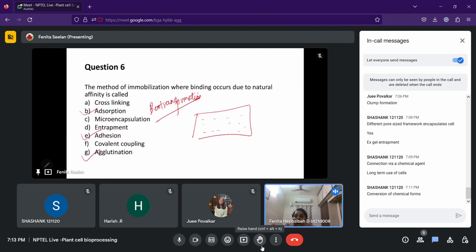But among all these advantages, what do you think are the disadvantages of systems where plant cells are immobilized? What are the disadvantages?